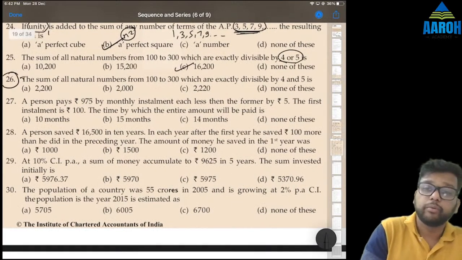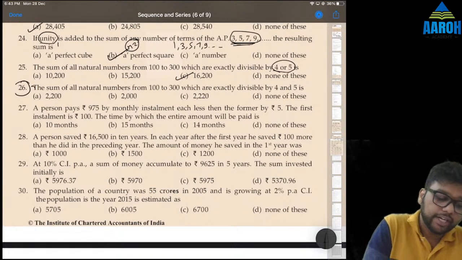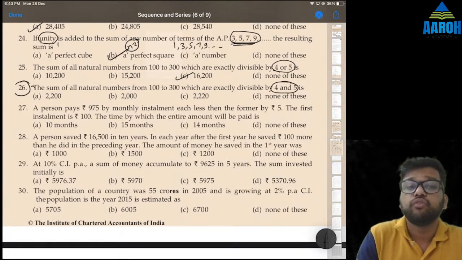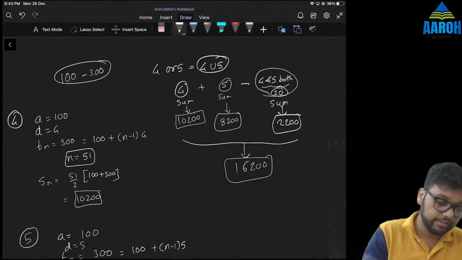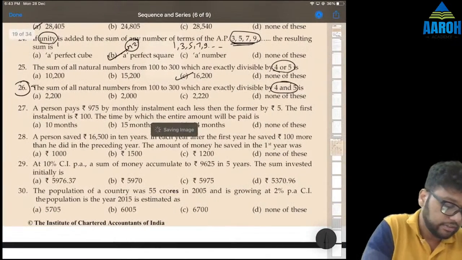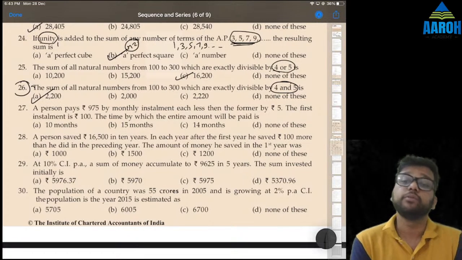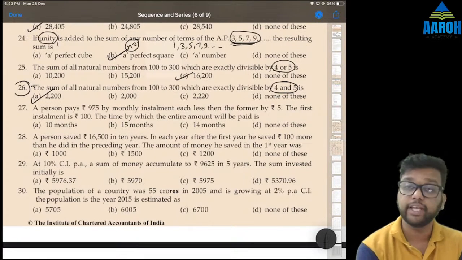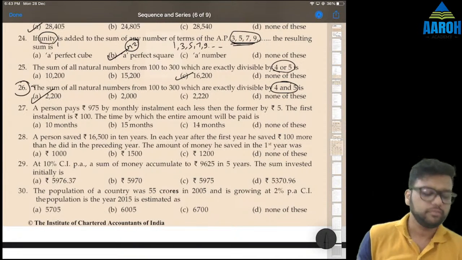26 is already solved, because see what is 26? Sum of all natural numbers from 100 to 300 which are divisible by 4 and 5. 4 and 5 means 4 and 5 both. That means their LCM, which is 20. So we have already calculated that 2,200 is the answer for that, option A. Acha, and here option A will be the correct answer for 26. Okay.